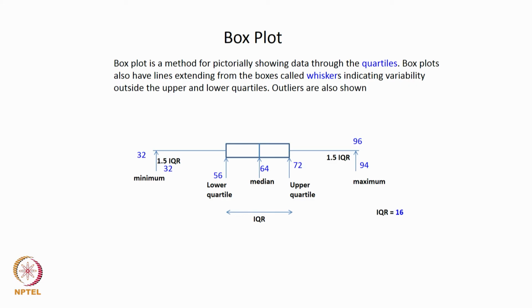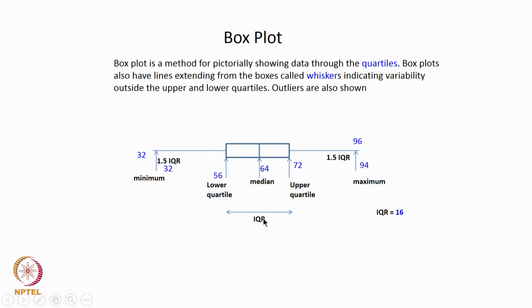Now, if we go back to the data which we have seen earlier, where we looked at marks obtained by 50 students and we calculated the interquartile range, the lower quartile, the upper quartile and so on, the box plot is drawn and that is shown here in this picture. Now, you realize that the median, which in this case was 64, the lower quartile is shown here as 56, the upper quartile is shown here through this arrow as 72, and the IQR is shown here.